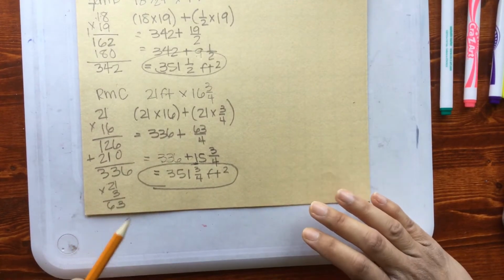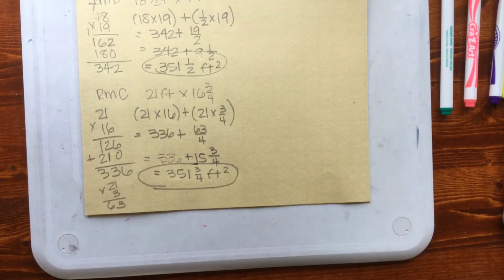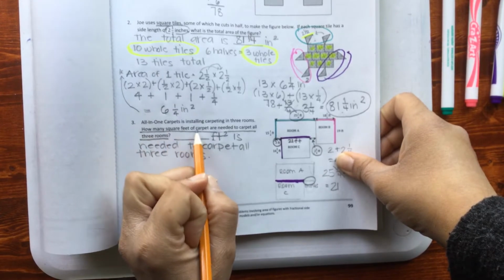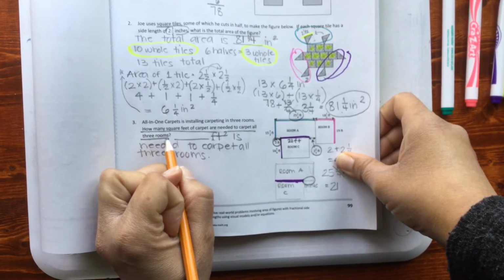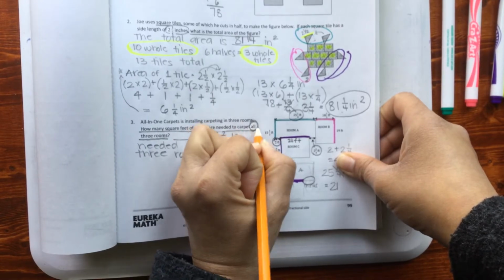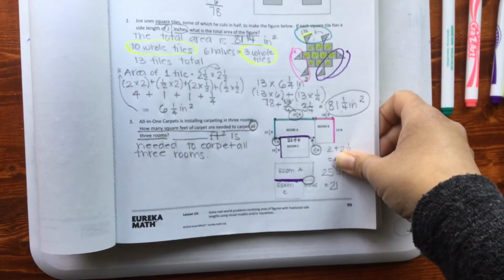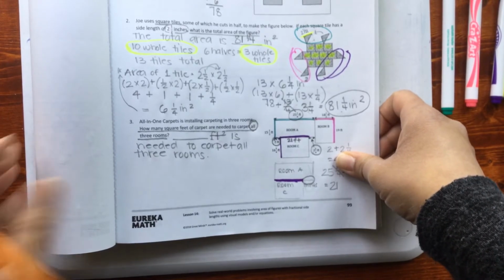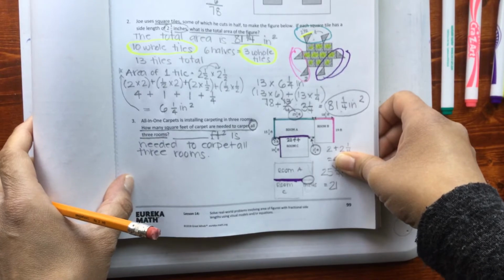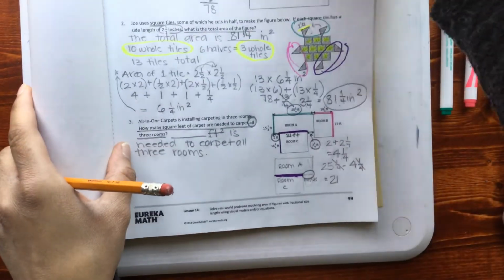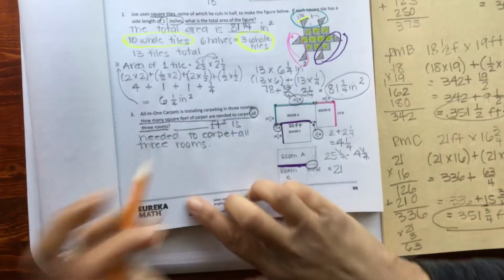So if we revisit what our original question was, I'm going to get my book. Our original question was, how many square feet of carpet are needed to carpet all 3 rooms? So this word all, if you're sitting there and you're working along with me, all, how do we find all of something? We usually add, okay? So we're going to add the areas of rooms A, B, and C. And I'm going to transfer my work back into my book here.